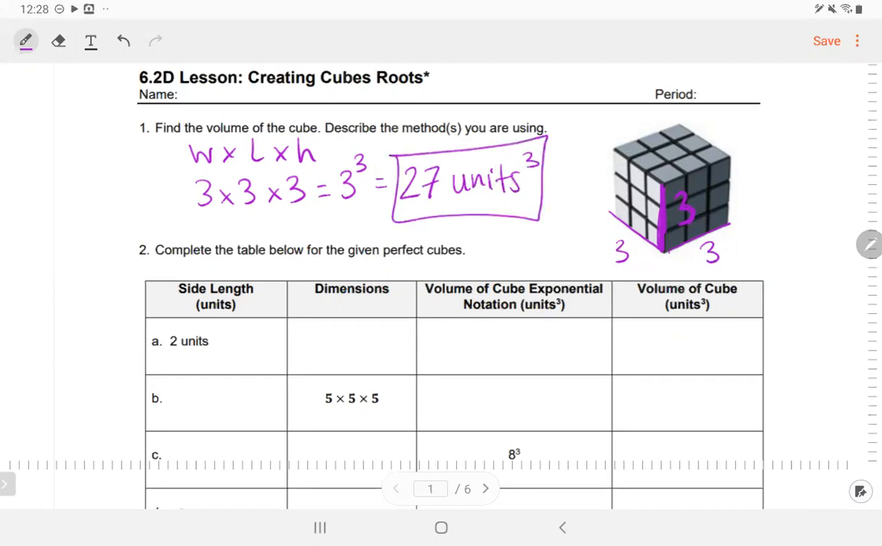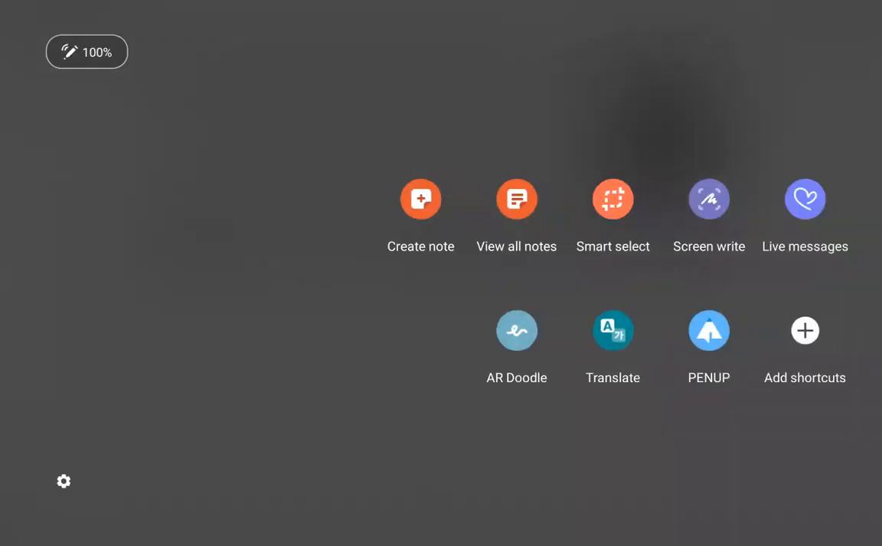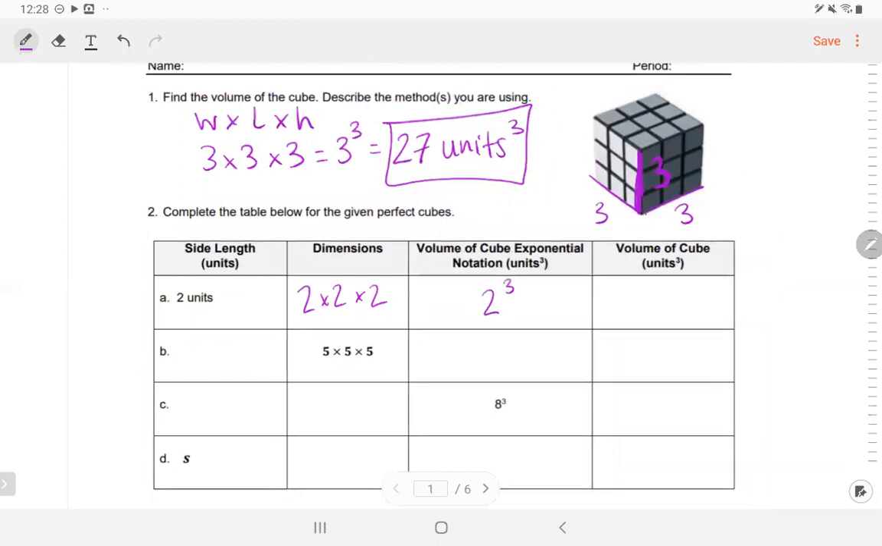This is called a perfect cube right here because all the dimensions are equal. So if we're going to complete the table below for given perfect cubes, if our side length was not 3, but instead it was 2, our dimensions would just be 2 by 2 by 2. And the volume of the cube in exponential notation would be 2 cubed. And 2 times 2 times 2 is just 8 units cubed, or 8 cubic units.